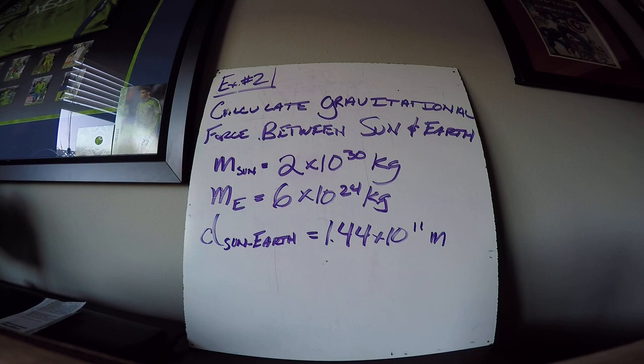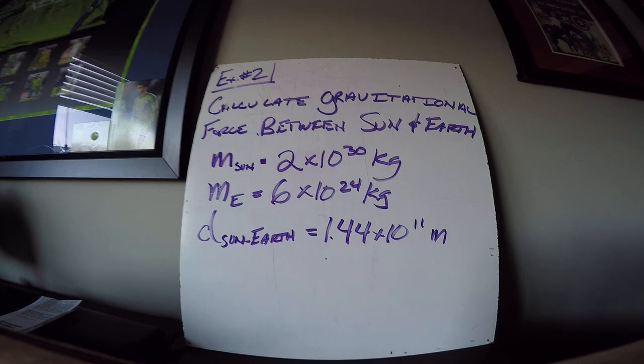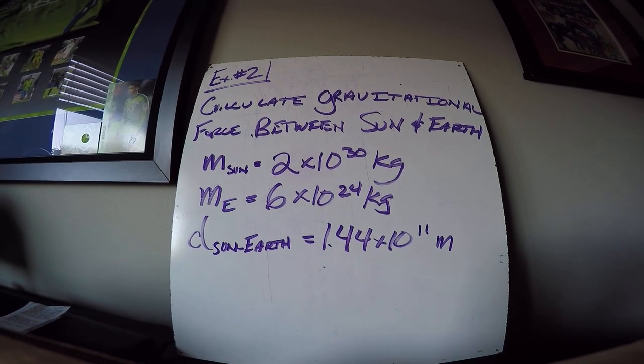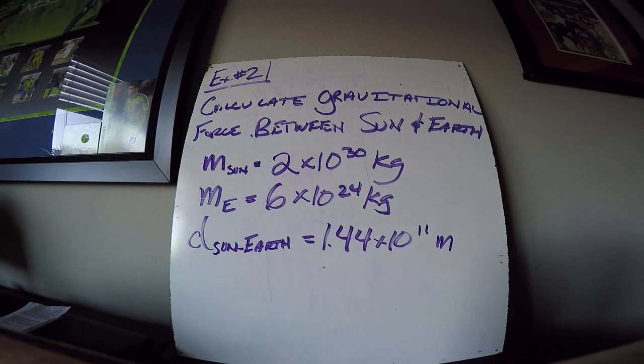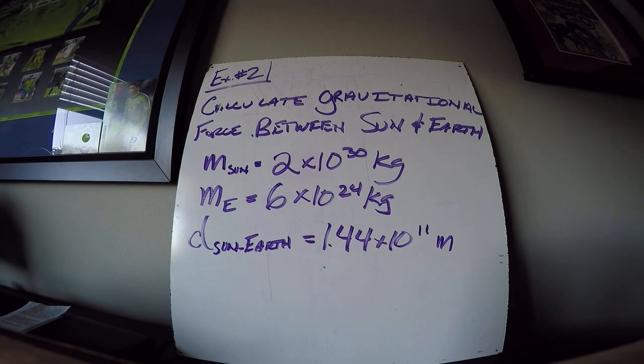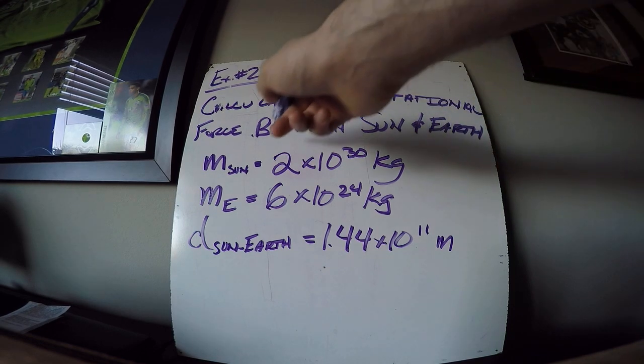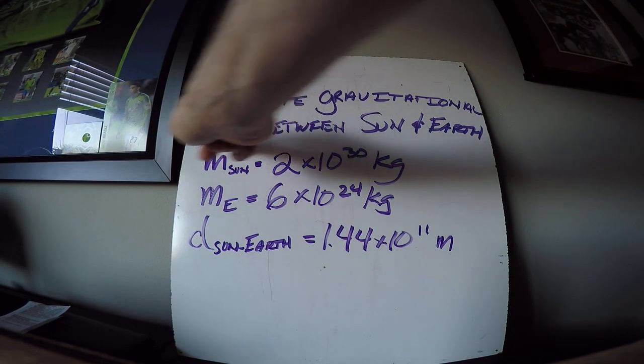We're back. We're going to start with an example problem. The example problem says, calculate the gravitational force between the sun and the earth. The mass of the sun is 2 times 10 to the 30 kilograms, and the mass of the earth is 6 times 10 to the 24 kilograms. The distance between the sun and the earth is 1.44 times 10 to the 11th meters. So it's asking you for the gravitational force.